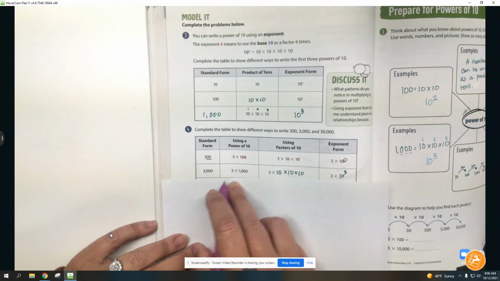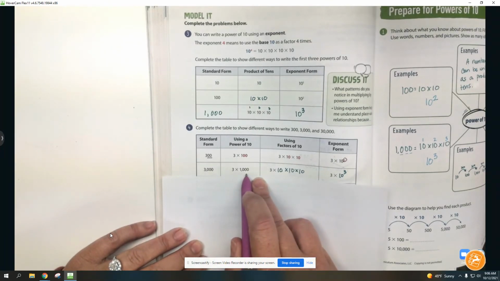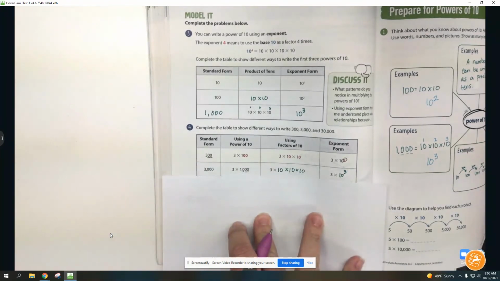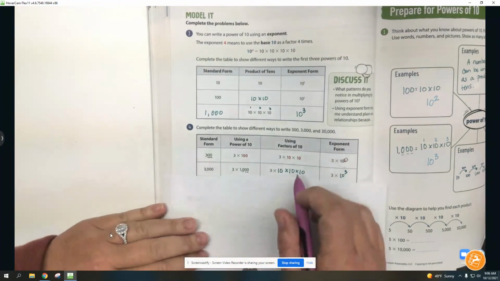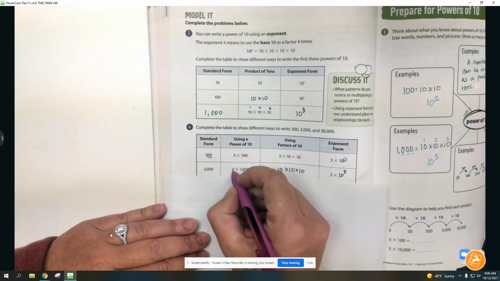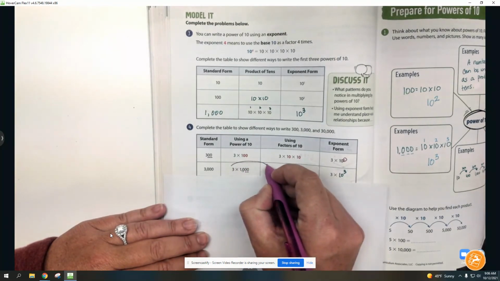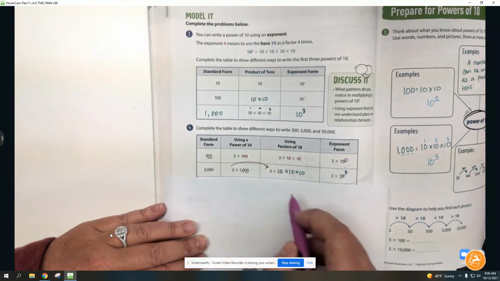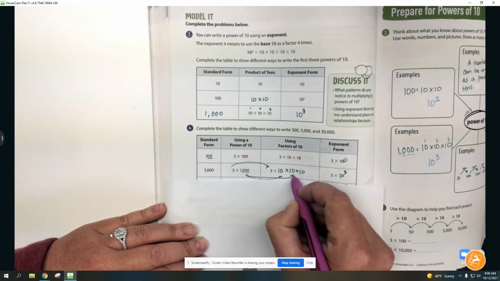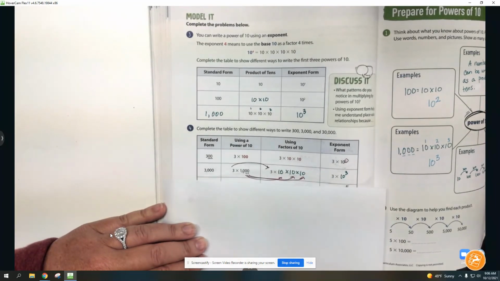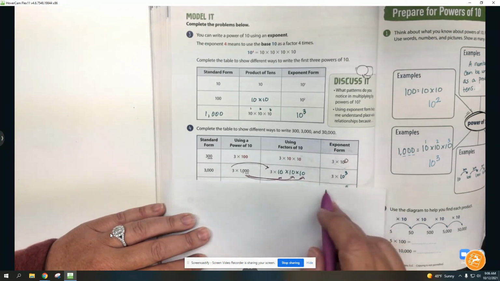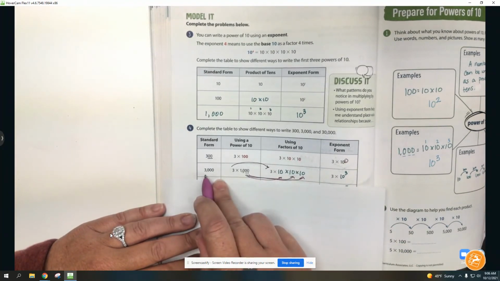Now, for 3,000, we have 3 times 1,000. We can count those zeros, and the number of zeros is going to tell us how many times we're going to multiply the factor of 10. So it would be 3 times, because that's this 3 here. And then these 3 zeros are going to be 1 ten, 2 tens, 3 tens. So 3 times 10 times 10 times 10 is the same as 3 times 1,000, or 3,000.